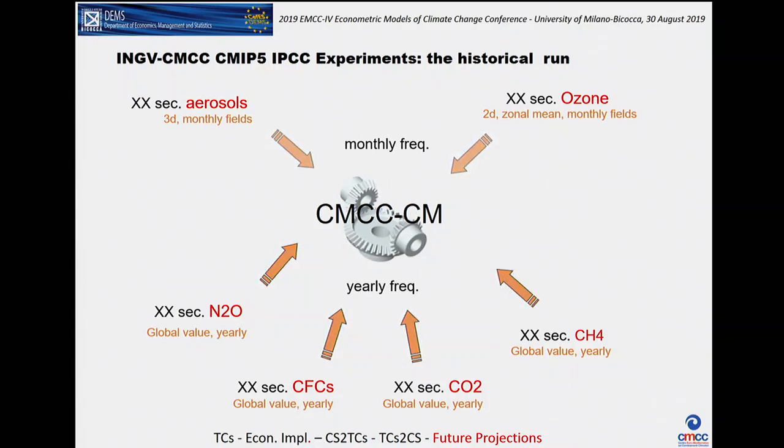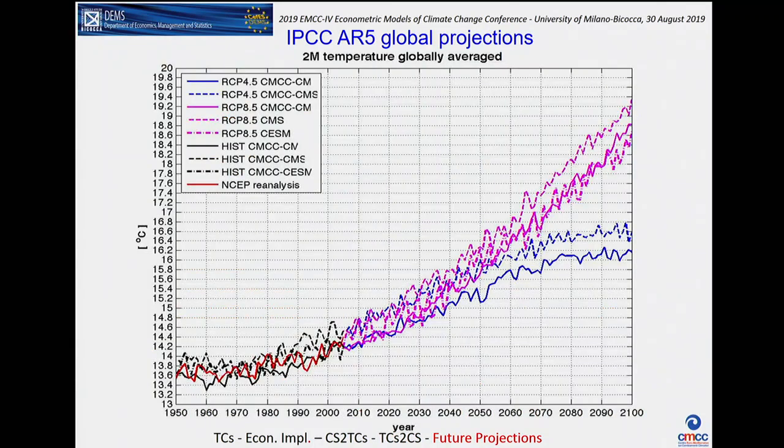For instance, in the CMCC experiment, also the aerosols, 3-dimensional fields are provided with a higher frequency because in this case the seasonal cycle is important, and also the ozone is provided to the model. These are all of the forcing playing a role in terms of radiative balance that we give to the model. We run the model for the entire period I've shown you before, and we obtain this result.